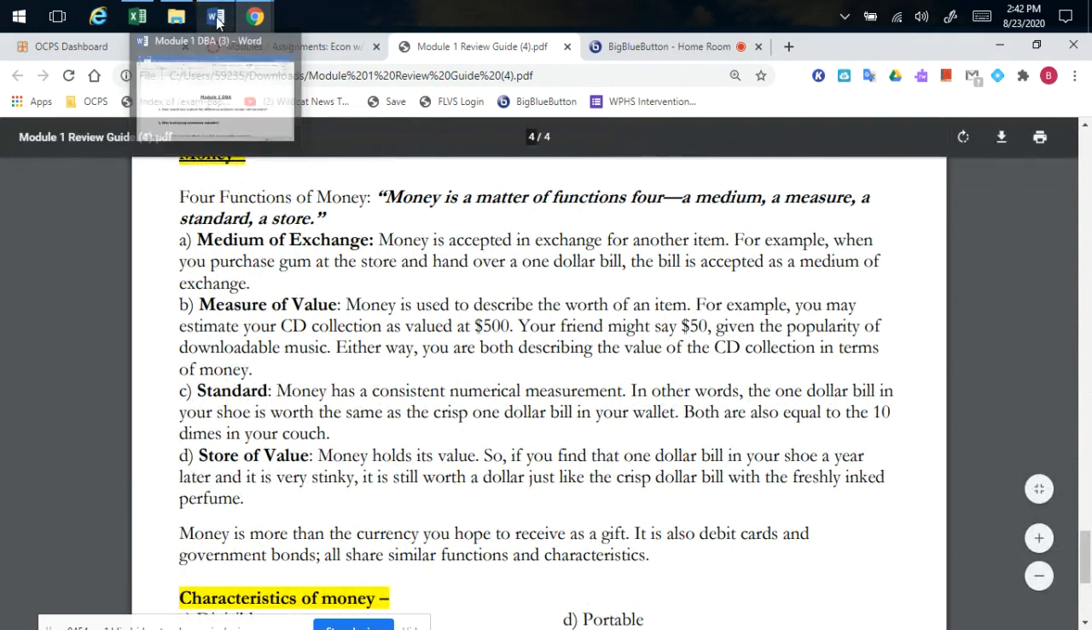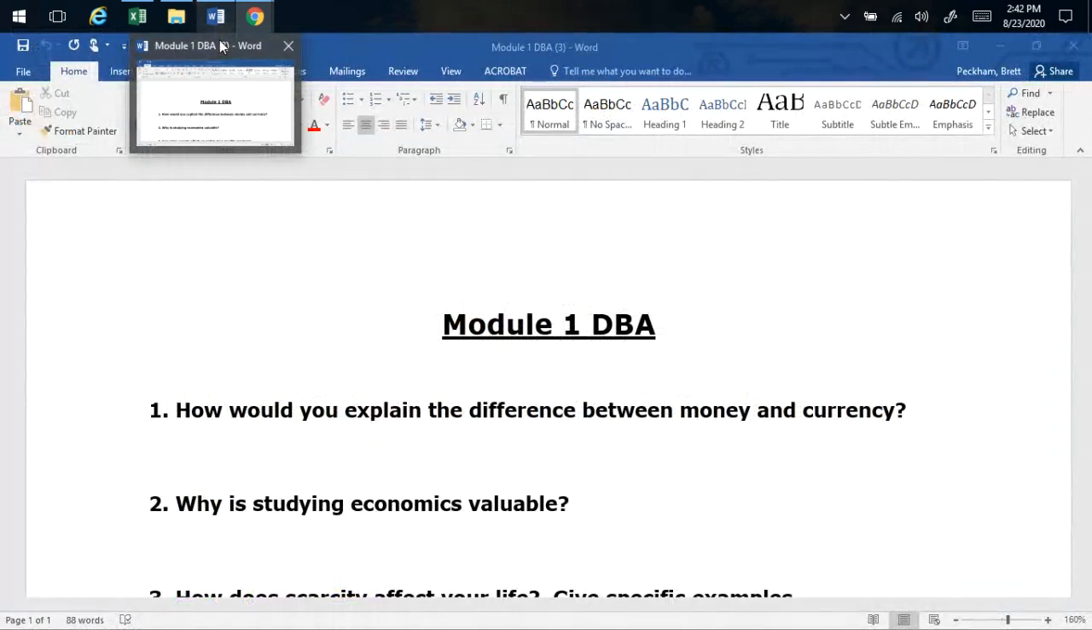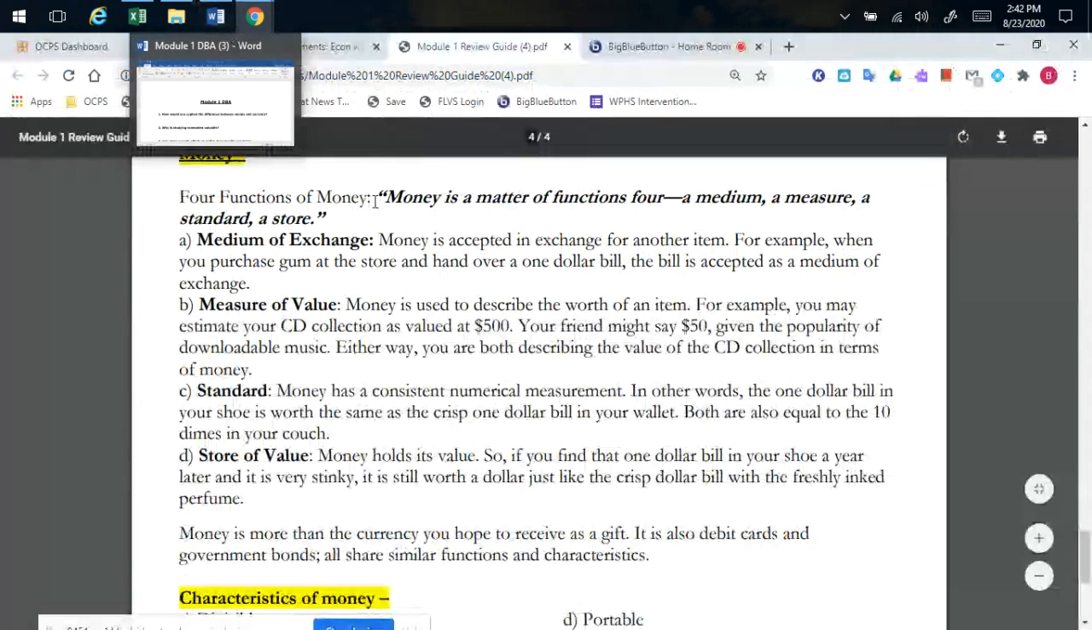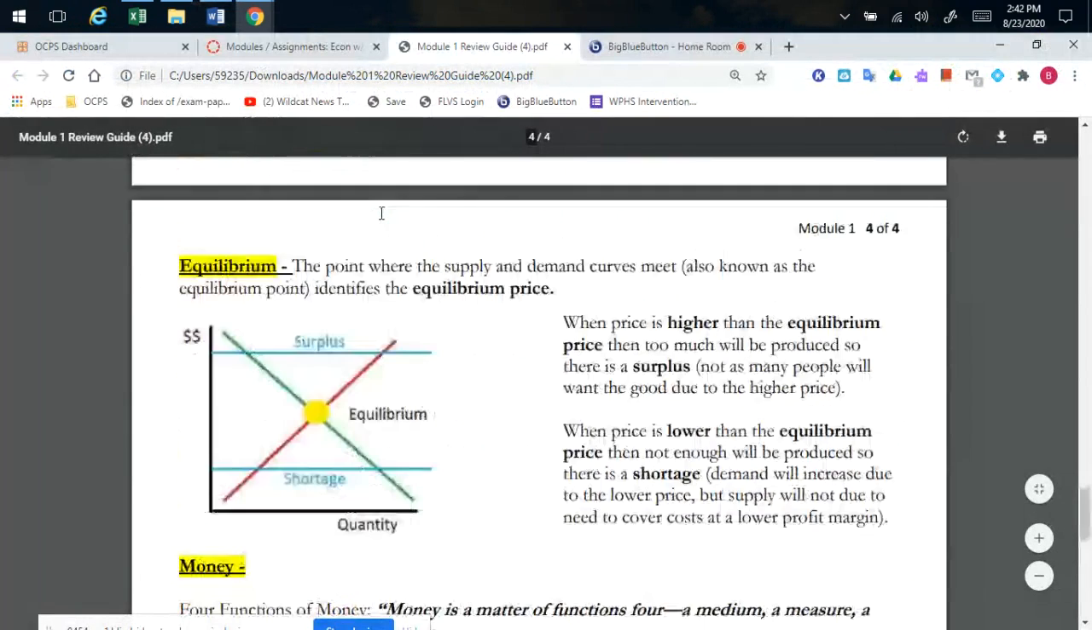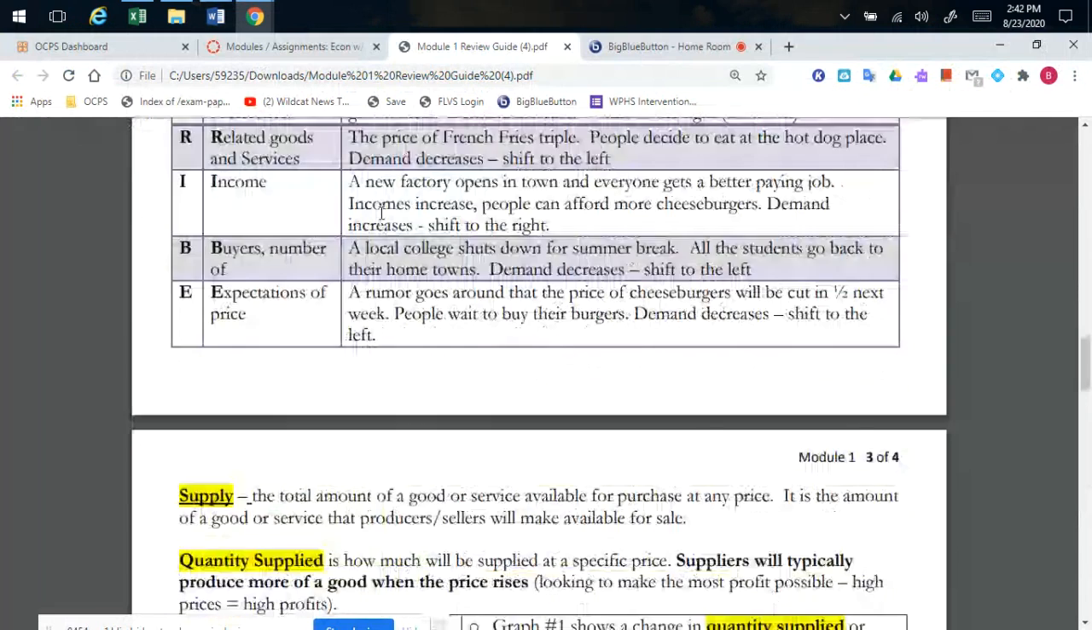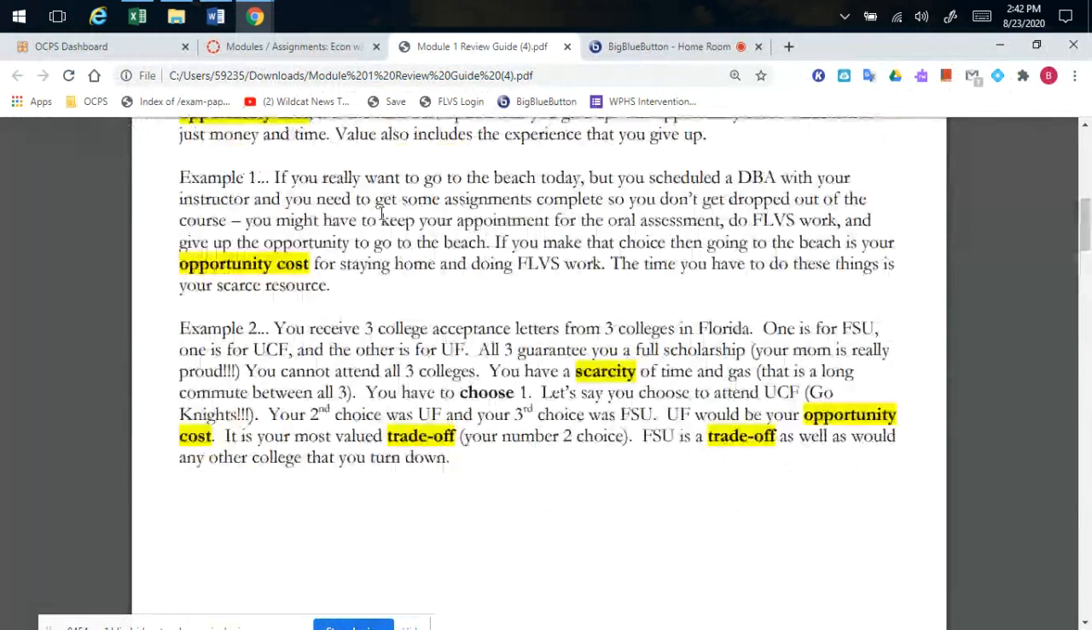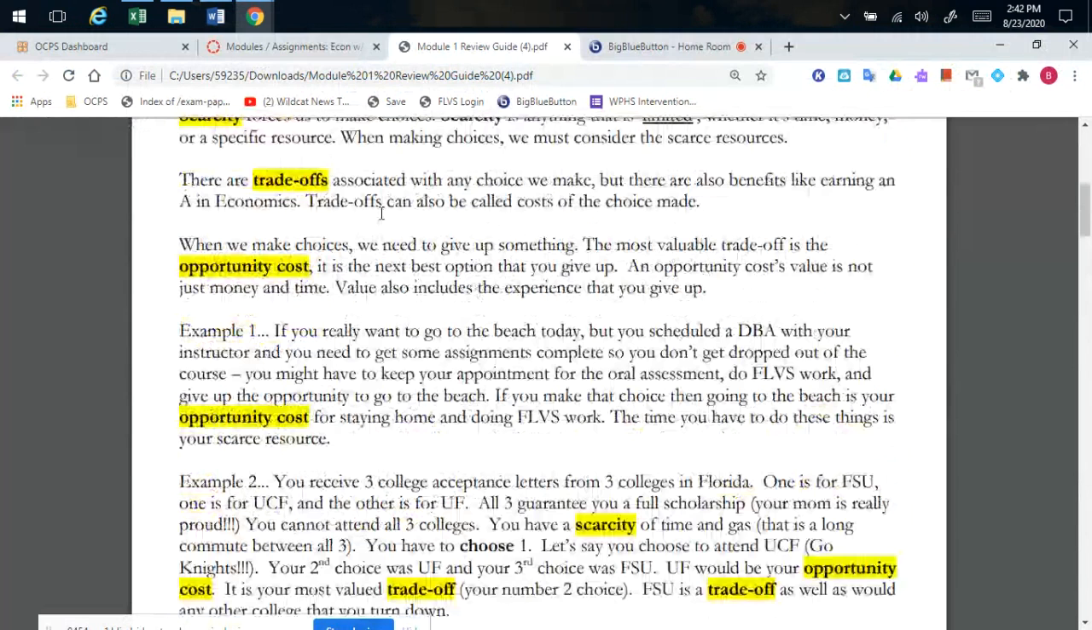The other questions in here discuss economics. Why is it important to know it? Studying economics allows us to become better decision makers. If we fully understand the opportunity costs around us, opportunity costs are what you have to give up in order to obtain what you are currently doing.